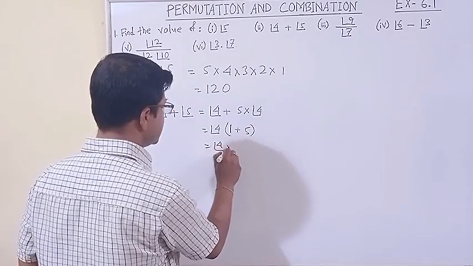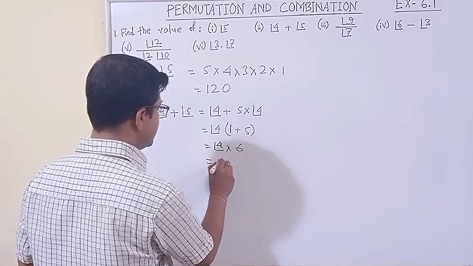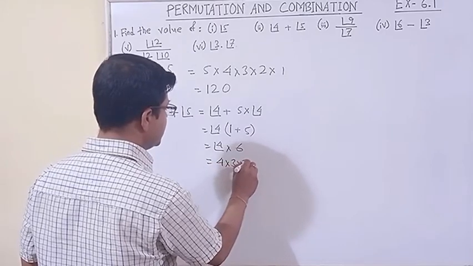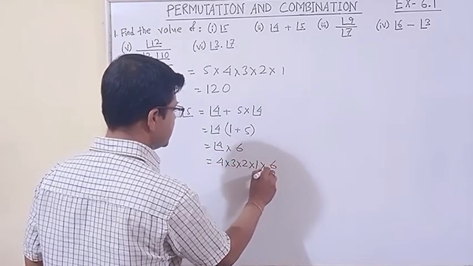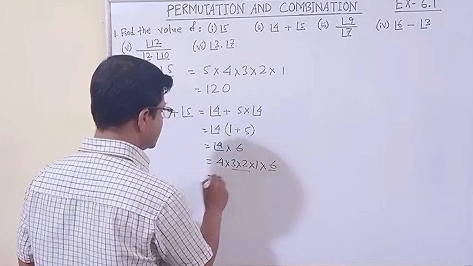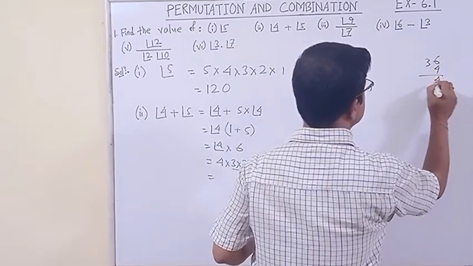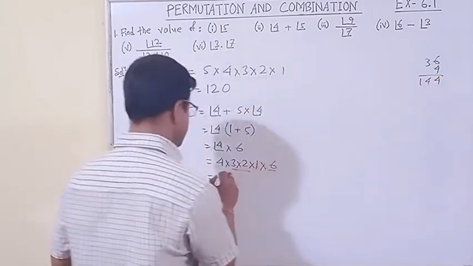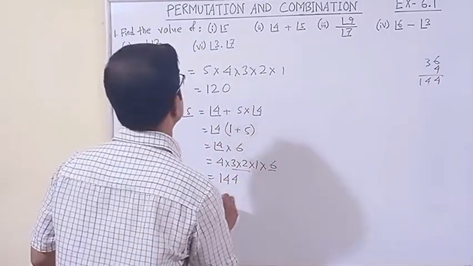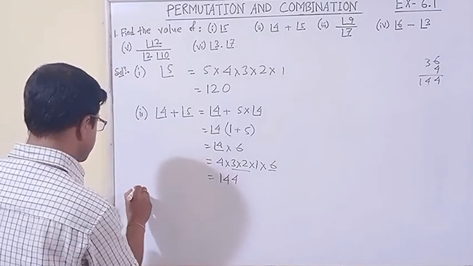Factorial 4 into 6. Now what is factorial 4? 4 into 3 into 2 into 1 into 6. So this 6 into 6, 36. 36 into 4. Let us do 36 into 4. 144. Got it? 144. 1, 2 done. Now number 3.